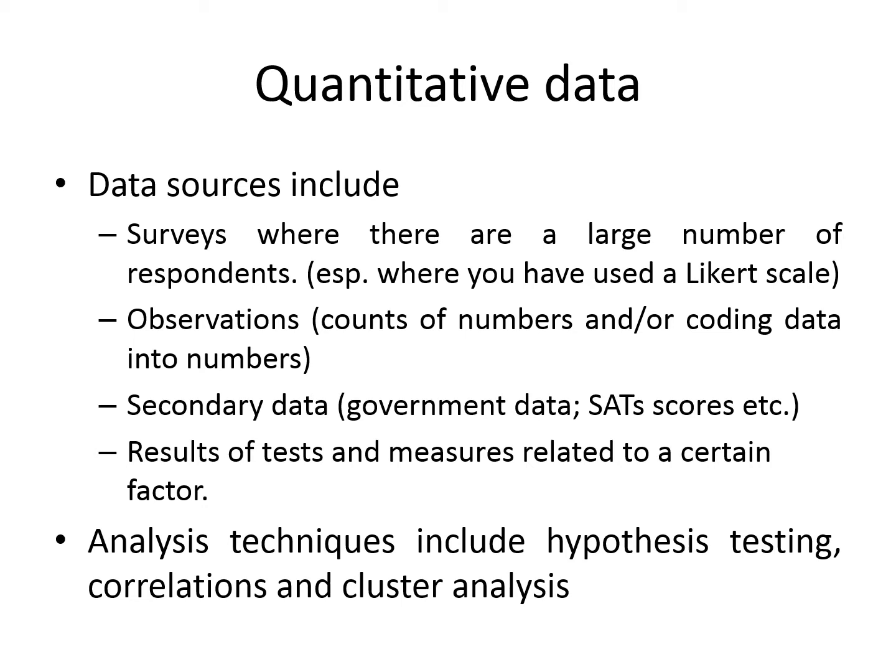Also, we can depend on the observations, the direct observation of any performance or of people working or doing a certain thing or showing a certain skill, and we count the numbers of the people and we code this data according to the numbers. So this is another source of data for that study. Or if we use secondary data like government data or SAT scores or any scores of any of the tests that we have, or any of the governmental data about a certain occurrence or a certain phenomenon. The last one is the results of tests or measures related to a certain factor.